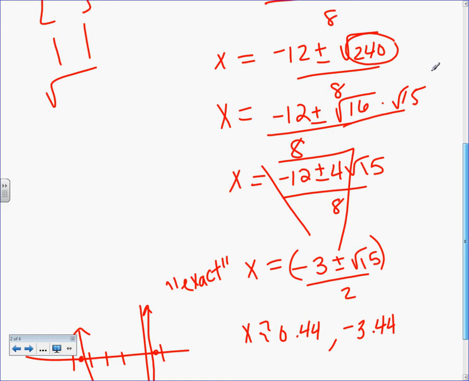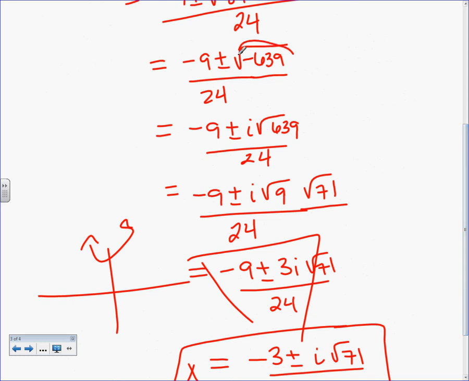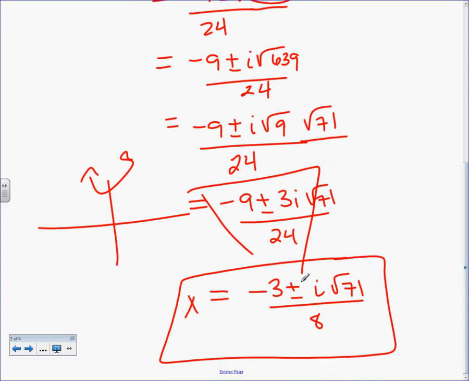How many answers did I get? 2. Were they real or imaginary? Real. Were they rational or irrational? Rational is like 1/2. Irrational is like 1.7524, blah, blah, blah, right? Irrational, right? Let's go to the other one. My discriminant was this. Again, you don't understand that yet, but it is. How many answers did I get? 2.